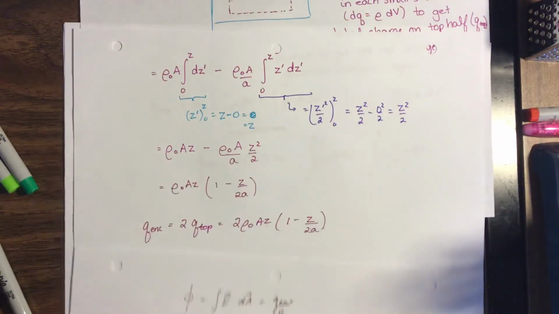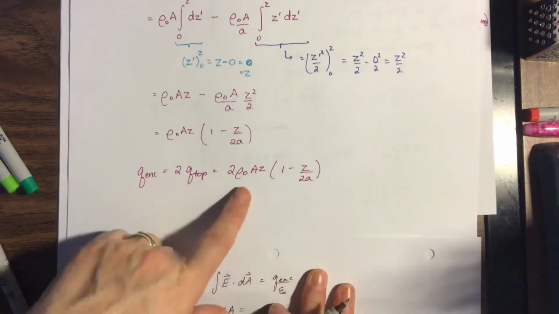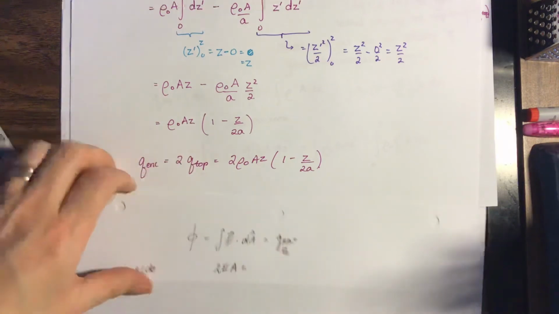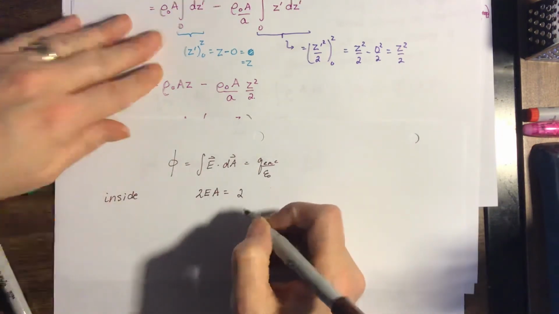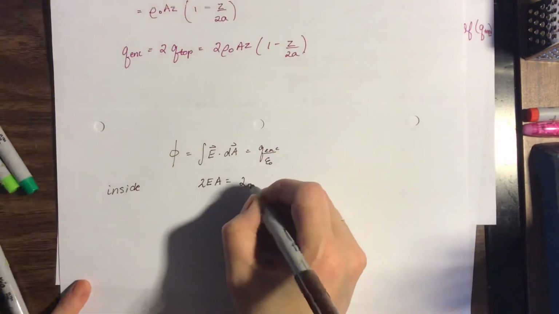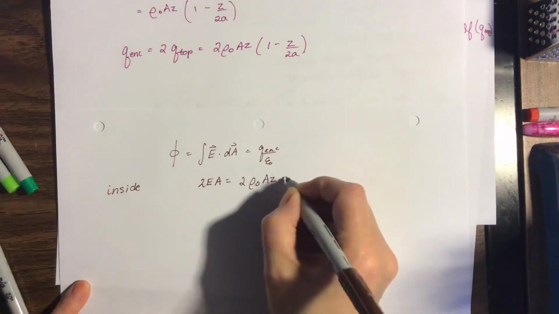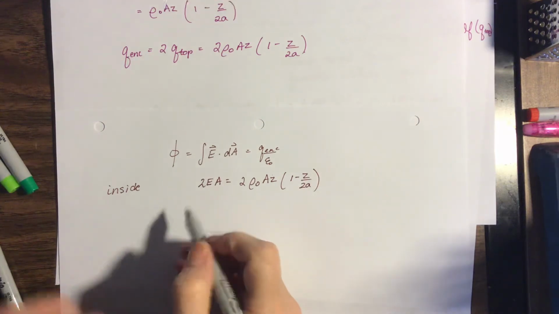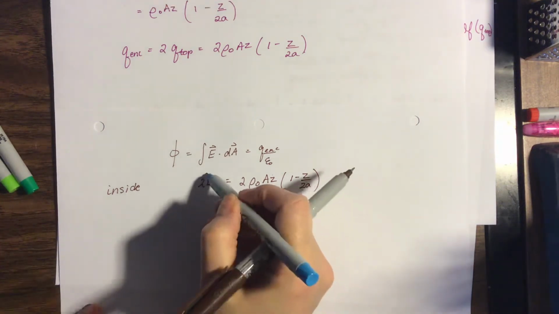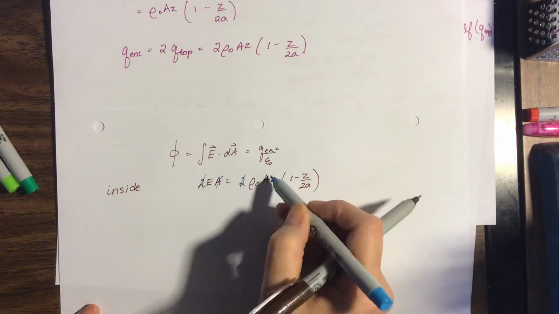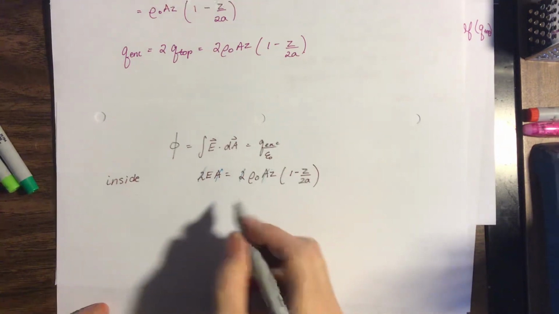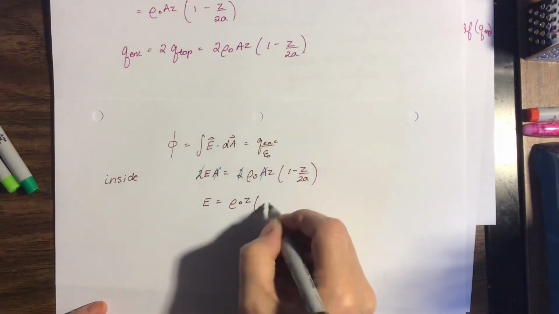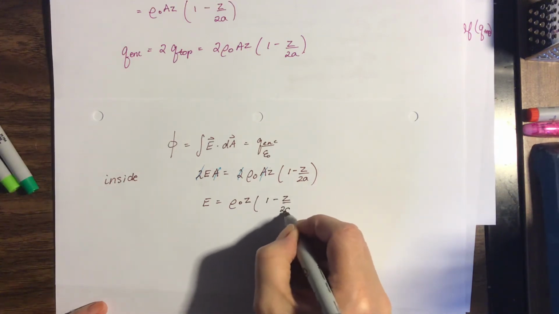2EA equals... And then we did a lot of hard integral work to find that this was the charge enclosed by our Gaussian surface, equals 2 rho naught A Z (1 minus Z over 2A). We're trying to solve for the electric field. Got a 2 here and a 2 here, A here, A here. So then our electric field is equal to rho naught Z (1 minus Z over 2A).